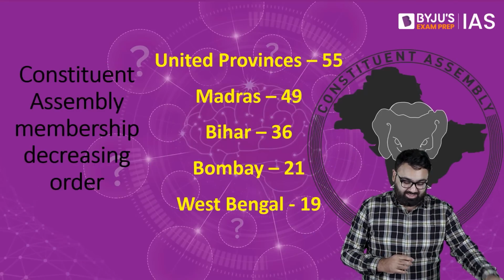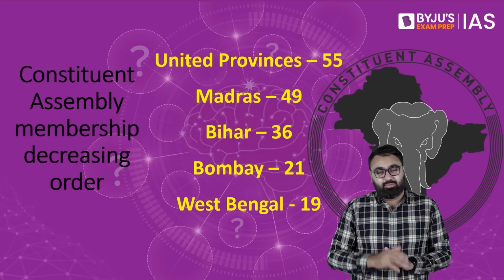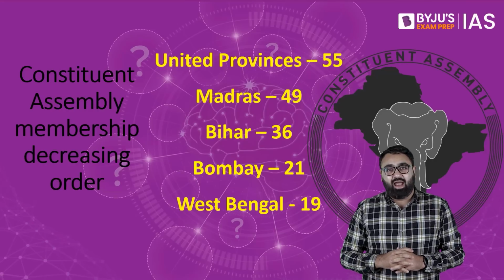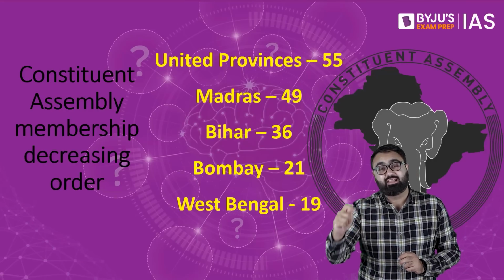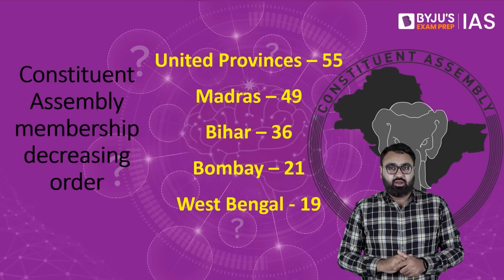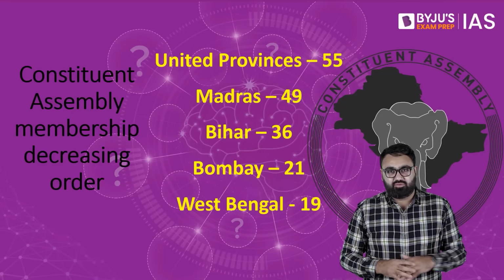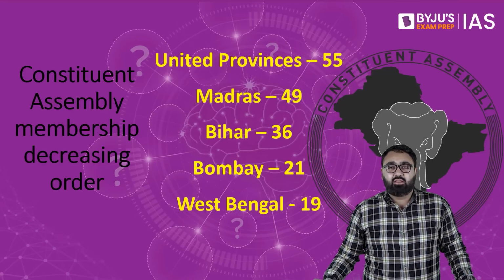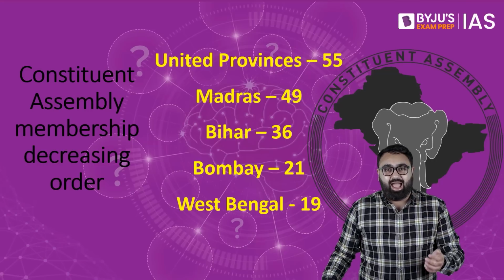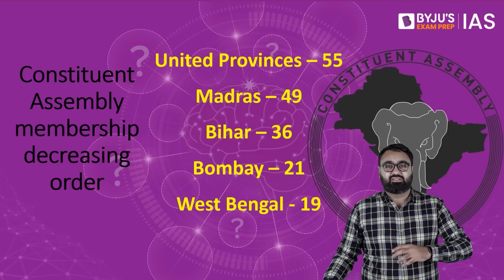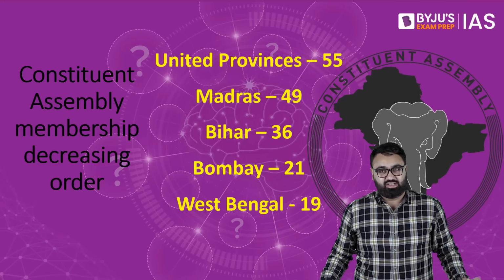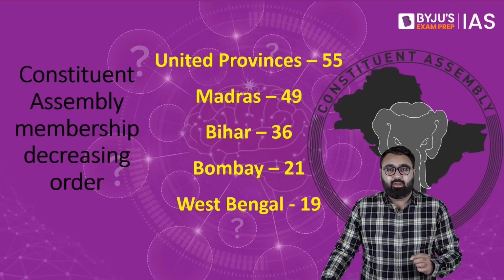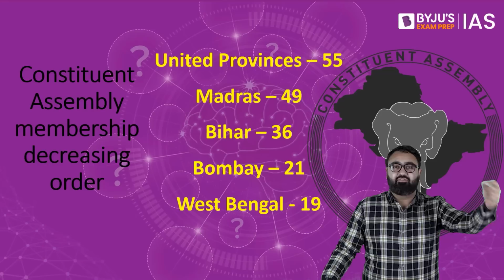Now, the first mnemonic that I have for you is about what were the provinces that had the most number of members in the Constituent Assembly. Now, when you read your Indian polity book in the first few chapters, you read about the making of the Indian Constitution. In that, you read about the Constituent Assembly and the different members that were representing their respective provinces in the Constituent Assembly. Out of that, one key information is how many members were representing which different provinces.